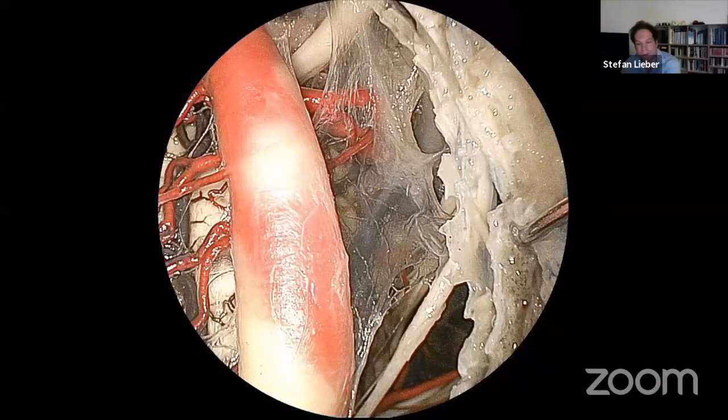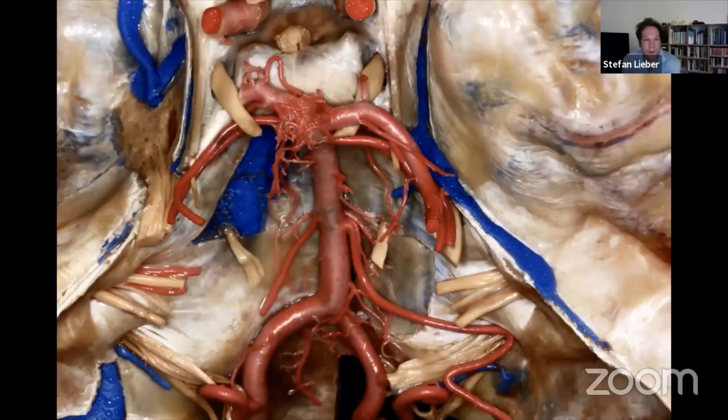And again, that's the transdural intracranial or cisternal perspective of six ascending and then entering the interdural aspect. This is just a general overview of the main vasculature of the posterior fossa.